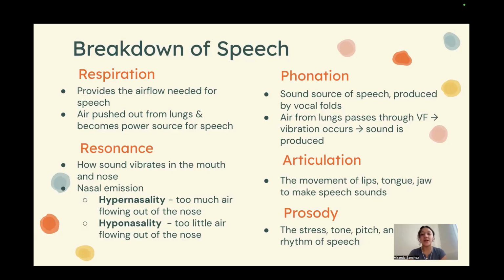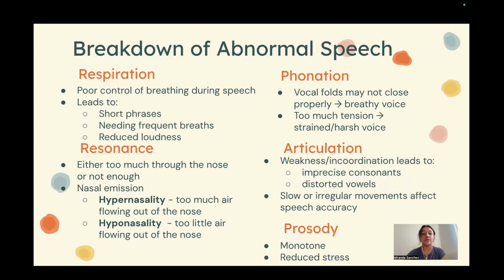Air from the lungs passes through the vocal folds. Vibration occurs. Sound is produced. For articulation, the movement of all the articulators that include lips, tongue, and jaws to make speech sounds. And then prosody, the stress, tone, pitch, and rhythm of speech.